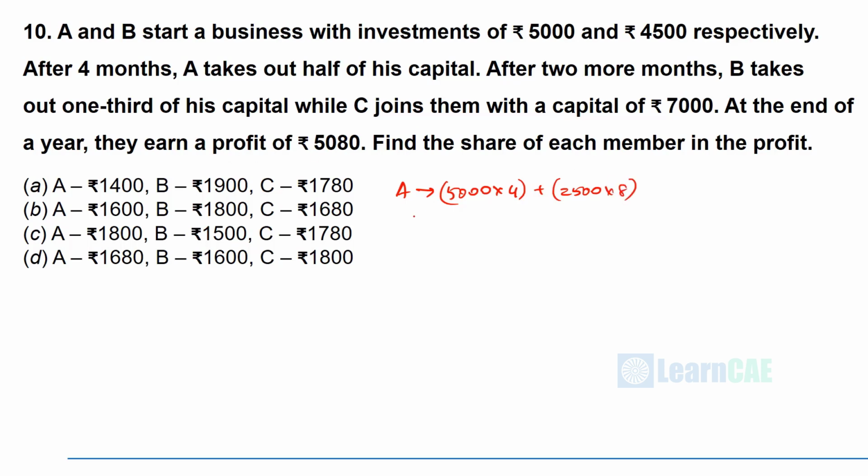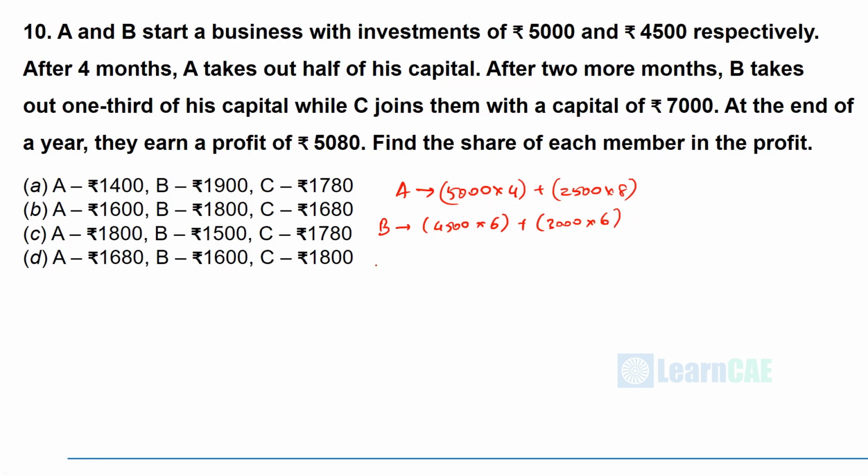This is A's contribution. B's contribution is equal to 4,500 into how many months? After 2 more months of A's withdrawal. So it will be 6 months he will be holding this 4,500. Okay. And after that B takes out 1/3 of his capital. So if he takes 1/3, the remaining will be 3,000. And this he is retaining for the remaining period, that is 6 months.